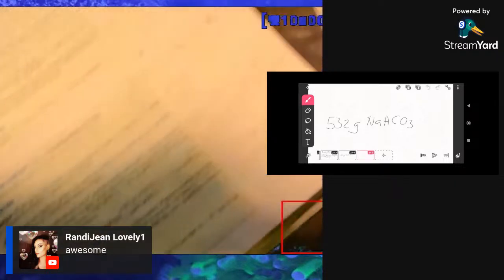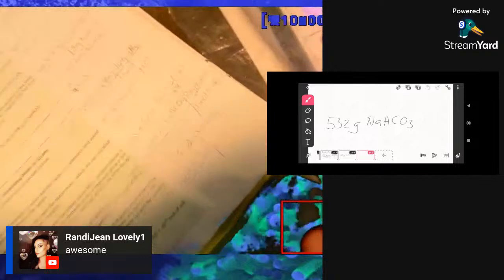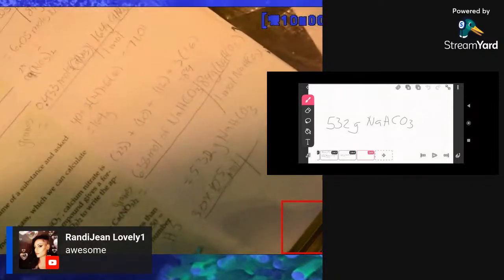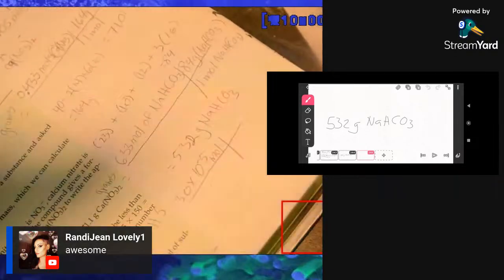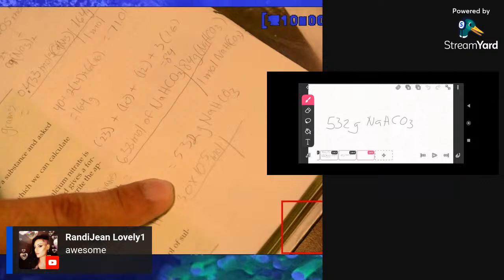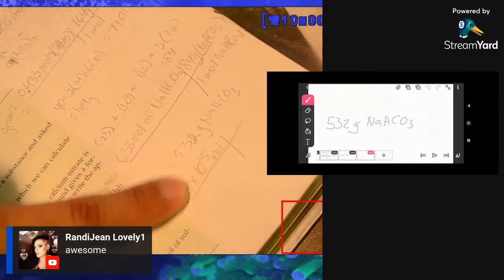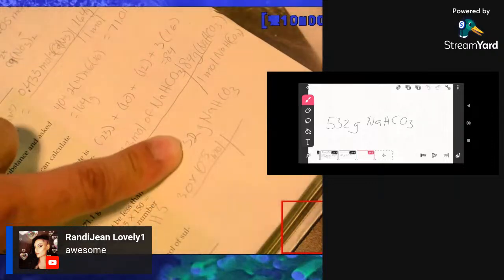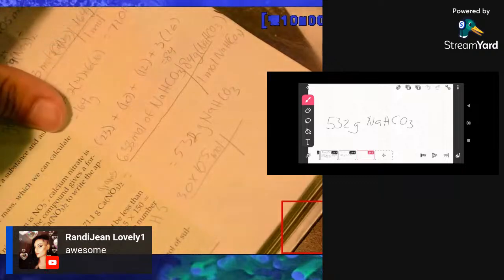Anyways, I solved that, and then if you look carefully on my notes, on the next problem, we got what was it? 3.0 times 10 to the negative 5 moles of sulfuric acid, right? And I didn't even do that problem because I didn't know the formula for sulfuric acid. You see that? That's funny.